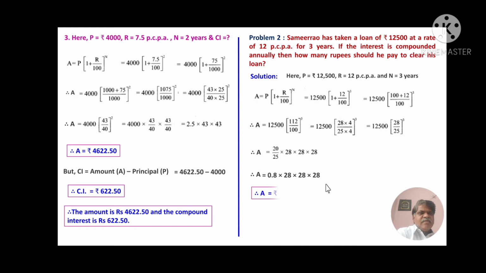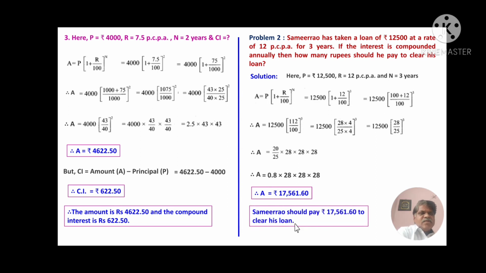The value of A we get is rupees 17561.60. The product of all these three. Therefore, Samir Rao should pay rupees 17561.60 to clear his loan.